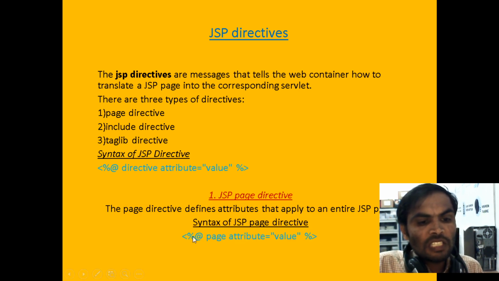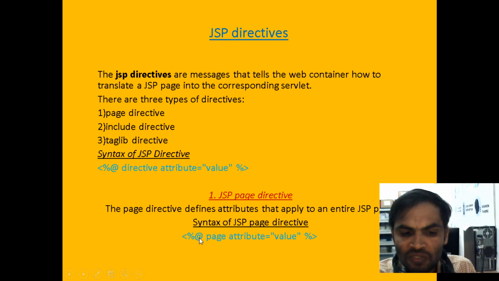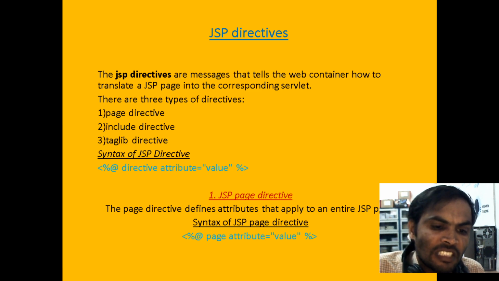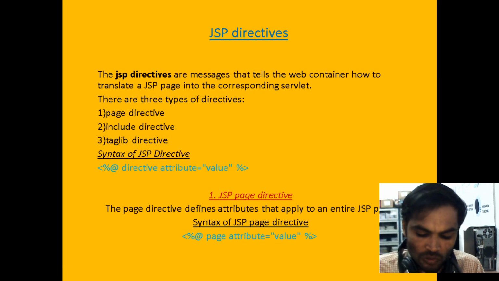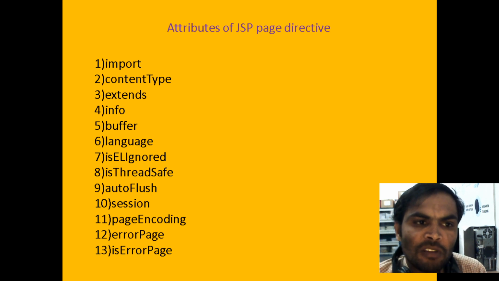Now it is a syntax. We should not give spaces between the percentile and the at the rate. If you give them, it will not work. Percentile at the rate, then a space, then page is the page directive tag. At the rate page, then we can consider it a page directive. Now, what are the attributes under the page directive?